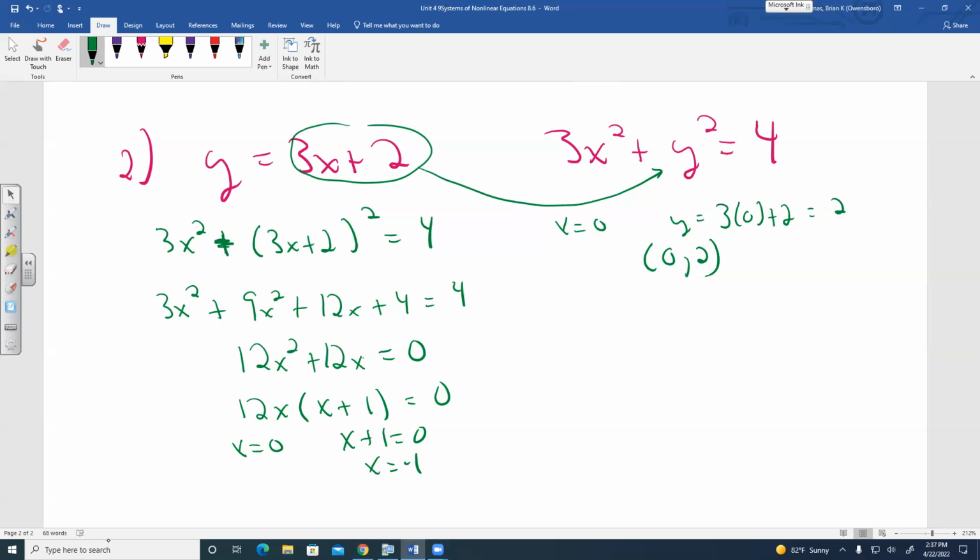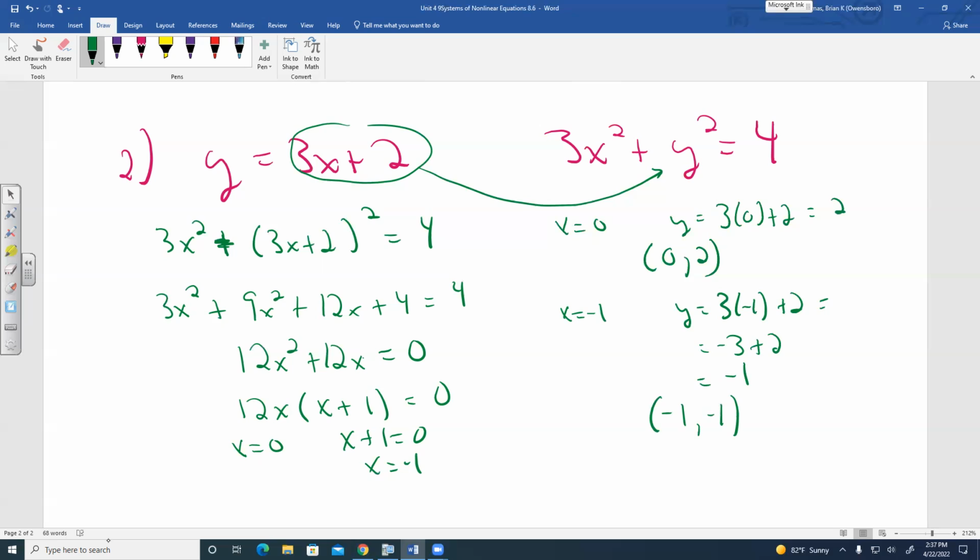The other one I have is x equals negative 1. If I substitute that in, I get y equals 3 times negative 1 plus 2. That's going to be negative 3 plus 2, which is negative 1. So it looks like another solution is going to be negative 1, negative 1. So that would be the other point of intersection.